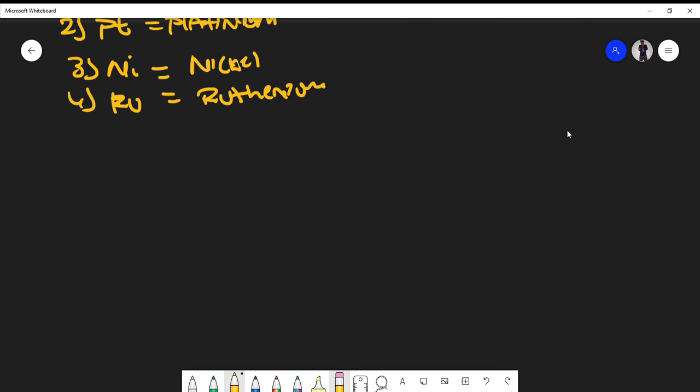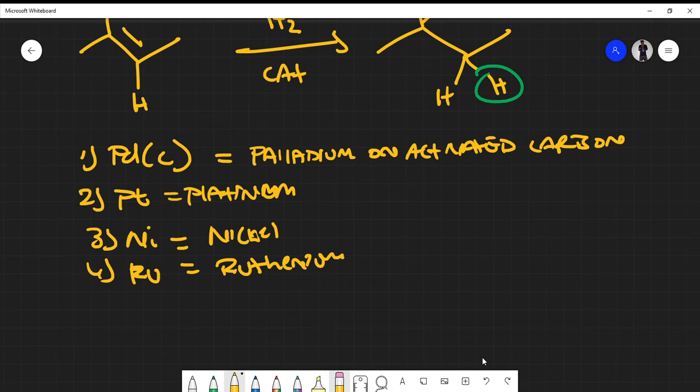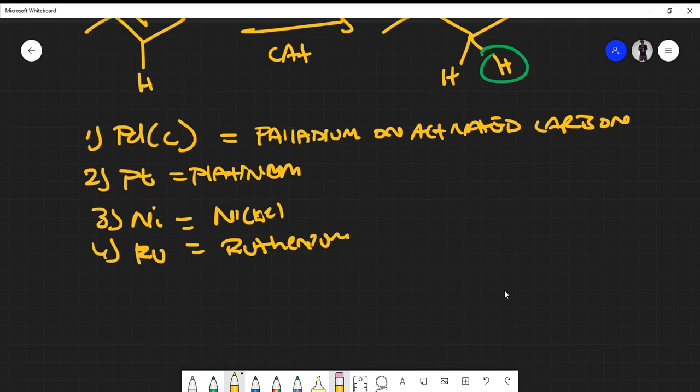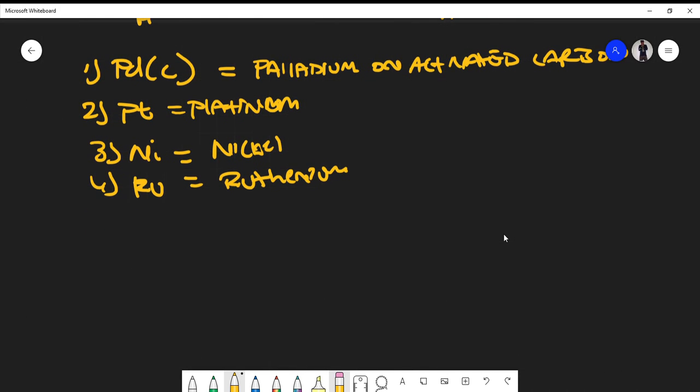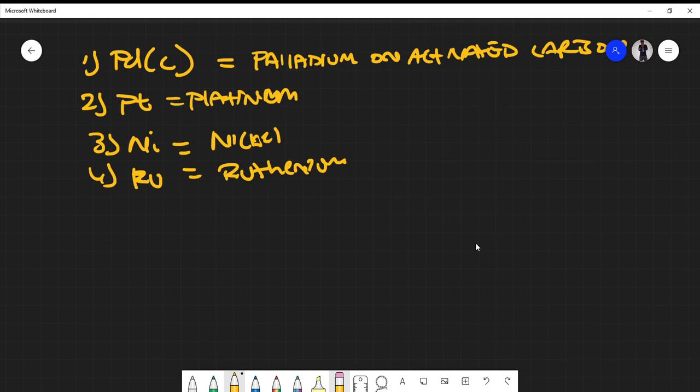Now, one thing that you also have to remember, which is kind of the same thing with respect to hydroboration, is that if we're asked to show stereochemistry, the hydrogens are added syn, right? So the hydrogens are added in syn addition. So let's look at another example and see what we actually mean.